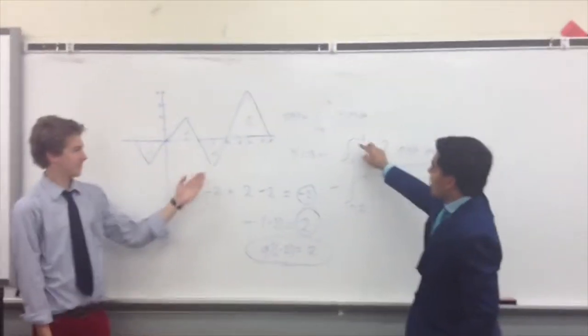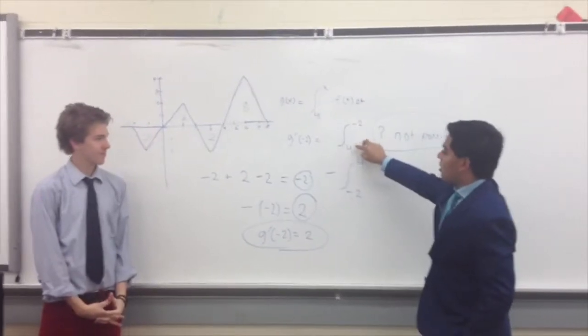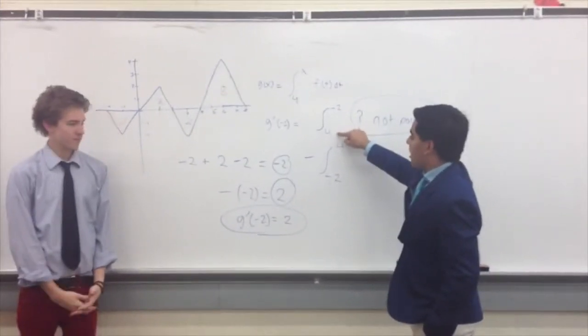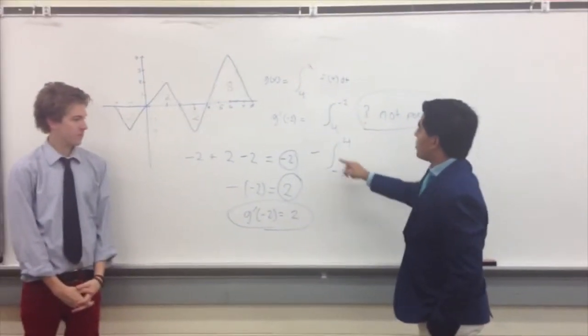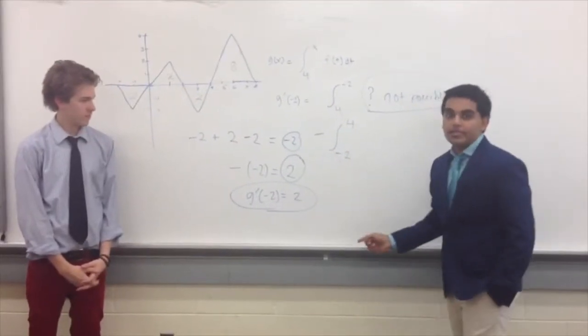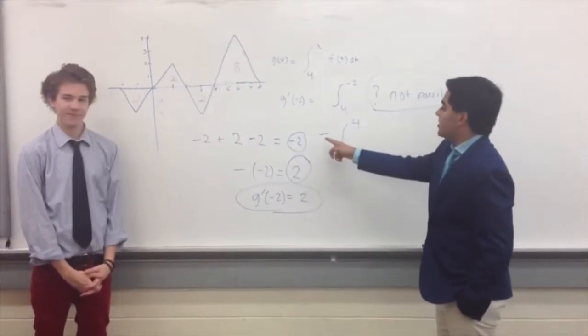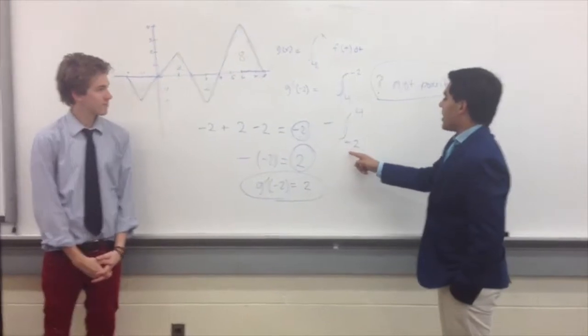When you take an integral, you always need the larger number on top and the smaller number on the bottom. So using your properties of integrals, as we've done in the past several problems, you simply make this negative the integral from negative 2 to 4.